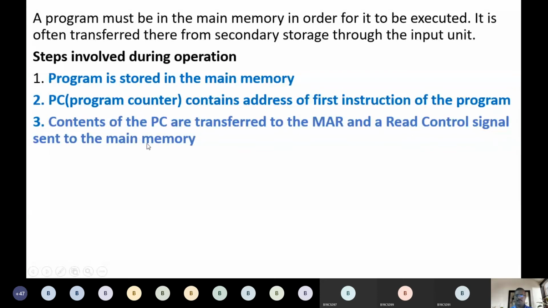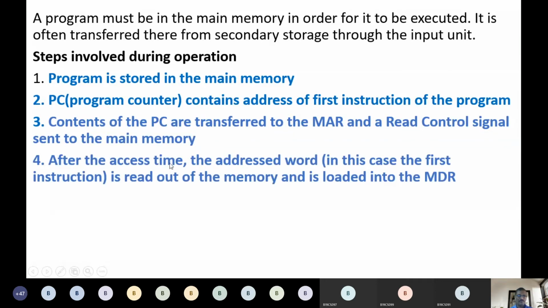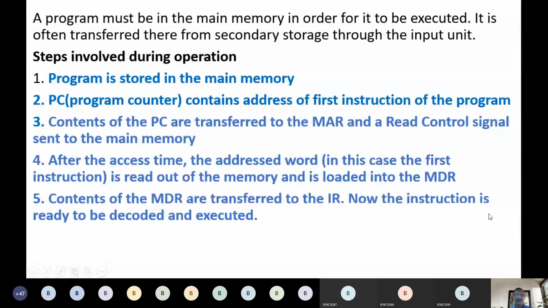The read signal is sent to main memory, as we have already seen in the diagram. After the access time, the addressed word, which means a set of bits, in this case the first instruction, is read out of primary memory and is loaded into the MDR. From the MDR, it is loaded into the IR. So the contents of MDR are transferred to the IR. Now the instruction is ready to be decoded and executed by the ALU.